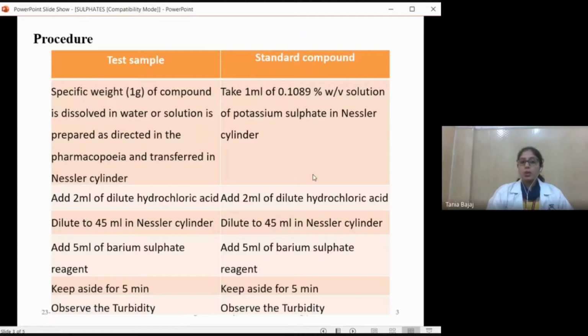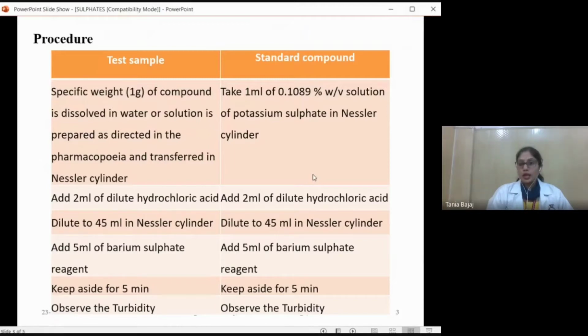After that, 2 ml of dilute hydrochloric acid is added, which is then further diluted to 45 ml in the same Nessler cylinder. Then to it, 5 ml of barium sulfate reagent is added, which we have just now prepared and discussed, which is then kept aside for 5 minutes and turbidity is visualized.